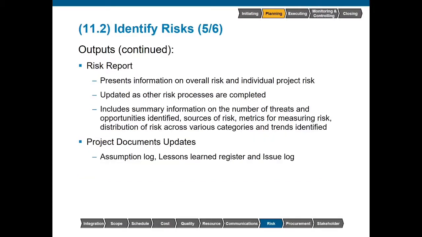The risk report is a document that will present information on overall risk as well as individual project risk that we have identified as part of this process. This document will be updated as necessary as the other risk processes are completed. It includes summary information on the number of threats and opportunities identified, as well as the sources of risk, because if we see that we have a lot of uncertainty stemming from a single area in the project, we might want to address that. It also includes the metrics for measuring risk, as well as the distribution of risk across various categories and trends that we've identified.